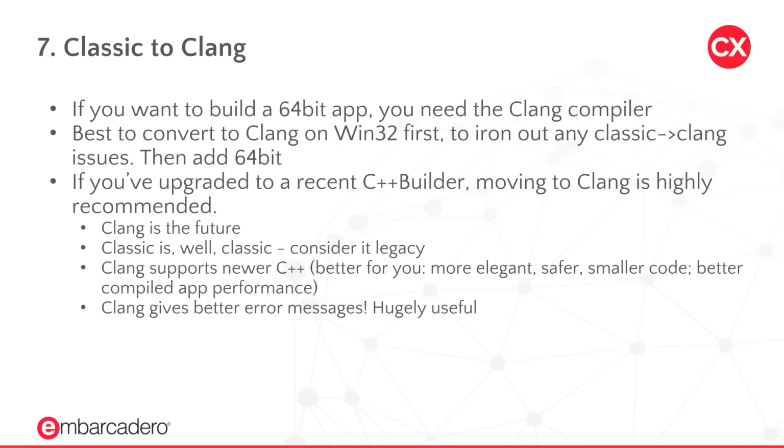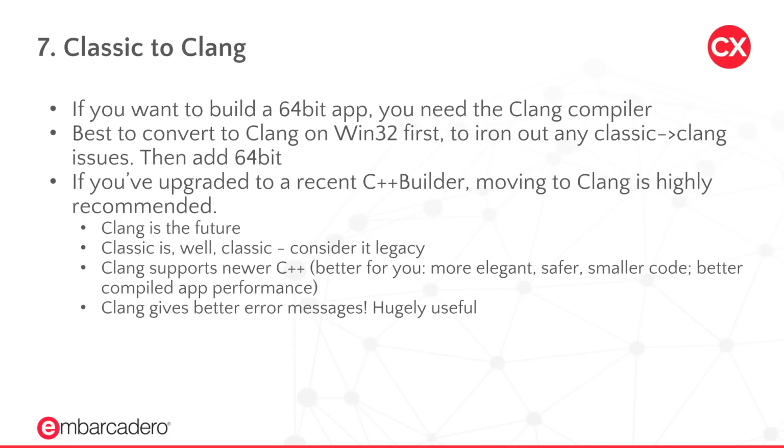And if you've upgraded to a recent C++Builder, then moving to Clang is highly recommended. Clang is the future, and our Clang-enhanced compilers are the future of C++Builder. So the classic compiler is classic. You could consider it legacy. We do still bug fix it, for example. A few months ago, we made some great changes in exception handling, but in general, the vast majority of our development effort is on the Clang side.